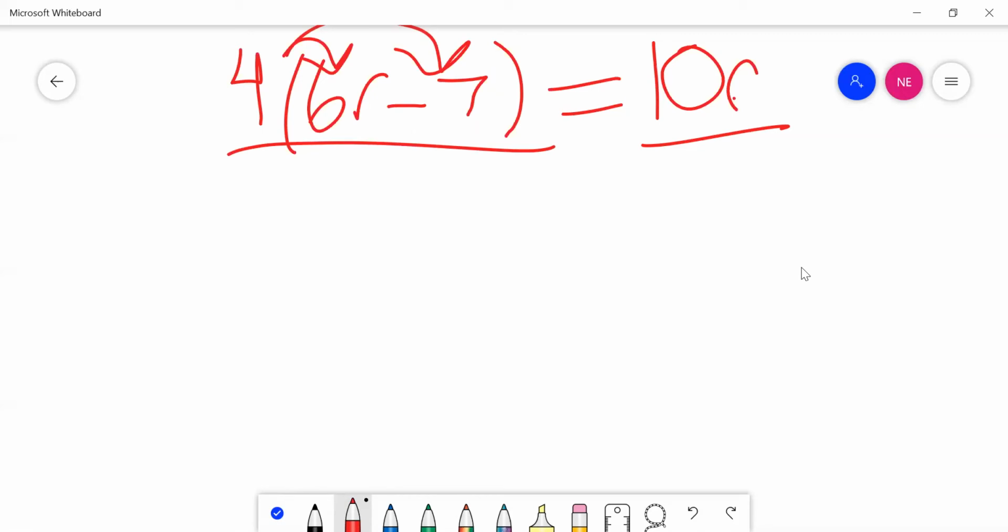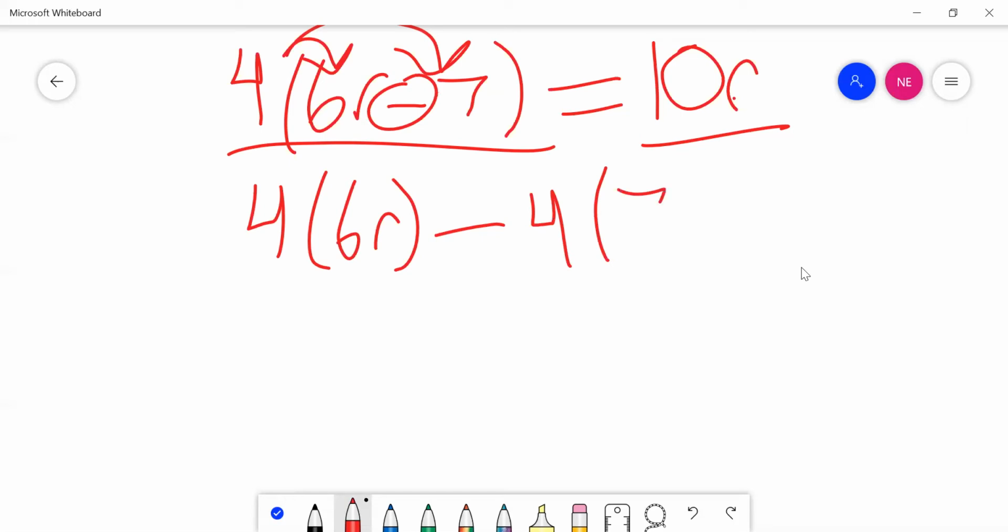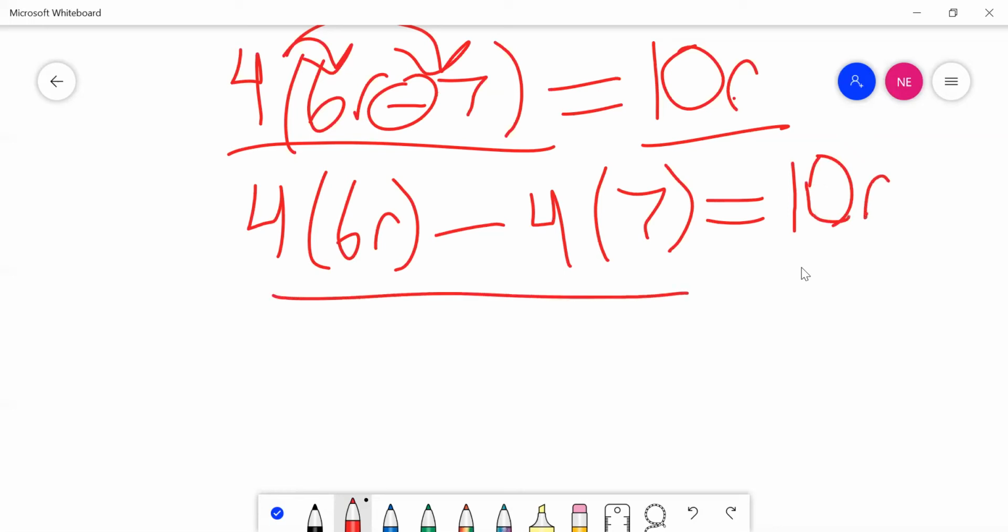So you would do 4 times 6r, and then you would close the parentheses. And then you would do minus, since we have over here, 4 times 7. And then you would again write 10r, because you did one step already, and then you would just bring down the 10r again. So this is step number 2.